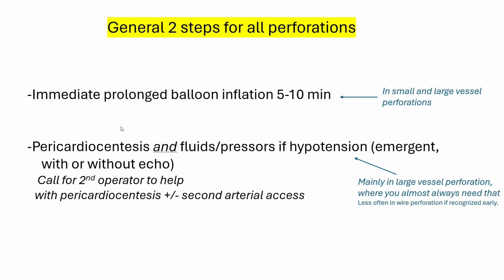So when you need those two steps simultaneously, you typically need to call a second operator to help you. He would do the pericardiocentesis while you're focusing on the coronary, doing the balloon inflation and eventually potentially deploying a cover stent in large vessel perforation.